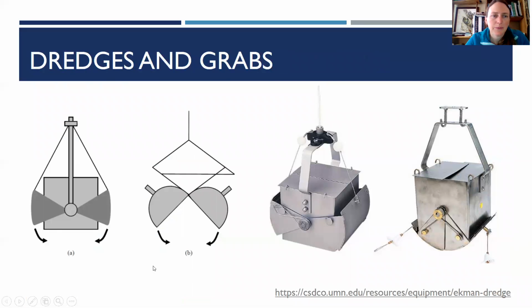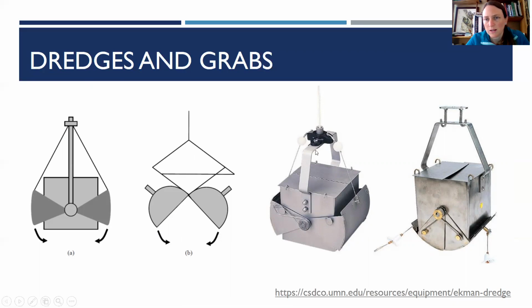If you're interested in sampling the bottom of a soft, like a silty or sandy lake, river, or pond, you might use a dredge or a grab. And so this is called an Ekman dredge, and this is a grab. They both have these kind of mouths that close on the sediment. They just have slightly different functionality.